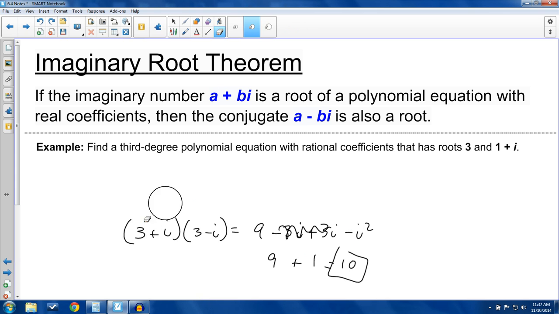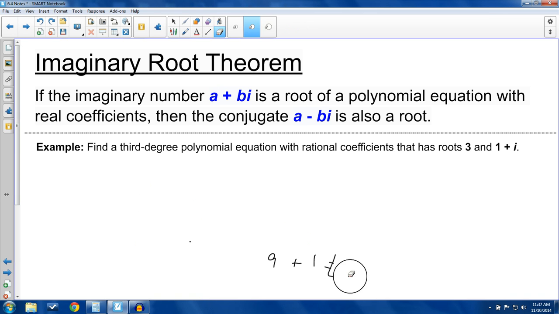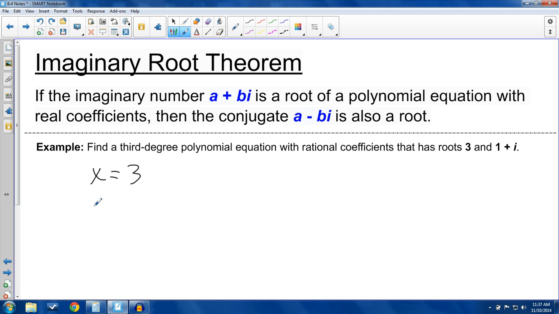Okay, they say find a third degree polynomial, meaning it's an x cubed polynomial, with rational coefficients that has roots 3 and 1 plus i. So that means there are going to be three answers. There's x equals 3, there's x equals 1 plus i, and there's also going to be x equals something else. Now, if a plus bi is a root, like 1 plus i, then a minus bi also has to be a root, 1 minus i. Okay? So this one has to be 1 minus i.